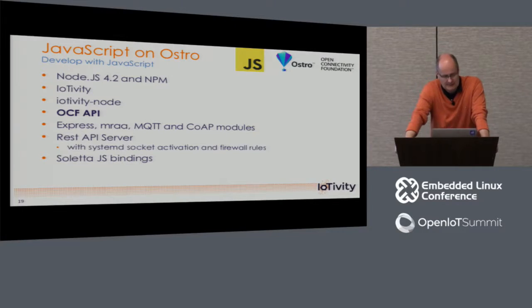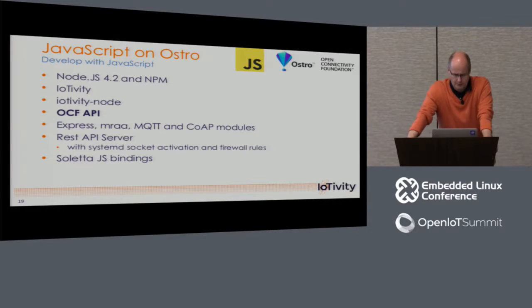We have few NPM modules pre-integrated, like the Express server, MQTT, CoAP, and then we have the REST API server there as well. So out of the box, you can issue these REST calls to the Ostro box, and you'll get the OCF discovery and functionality without writing a single line of code.